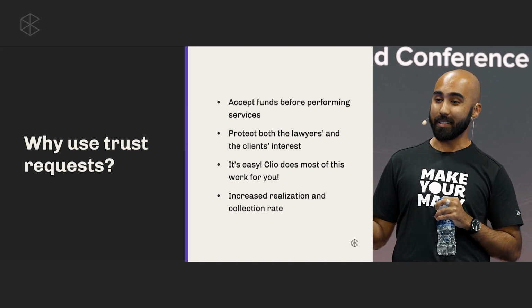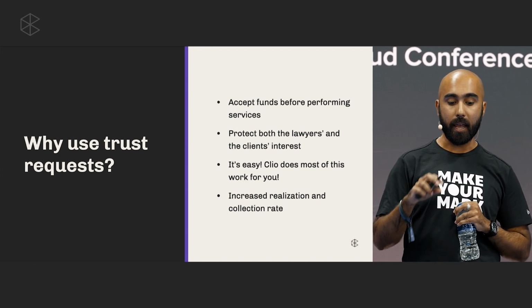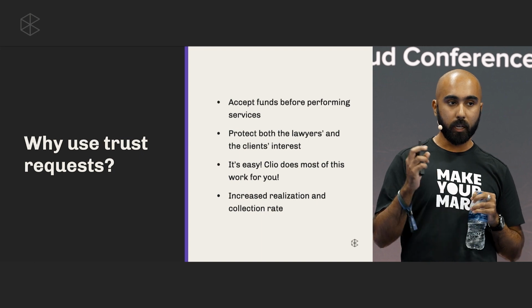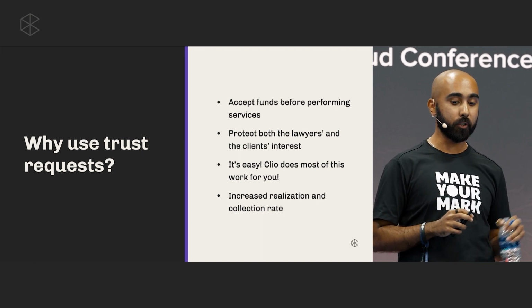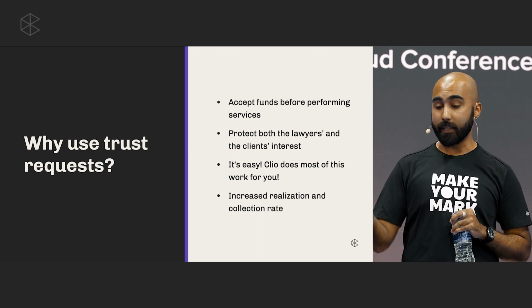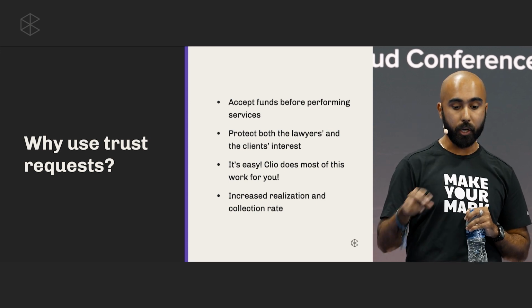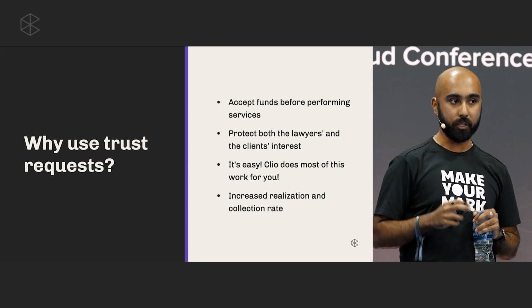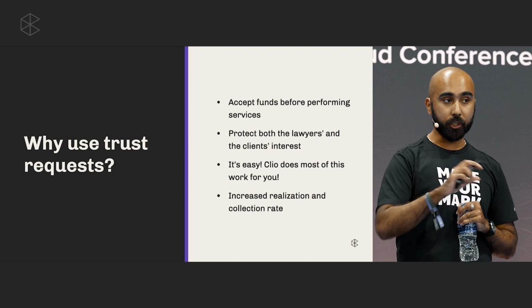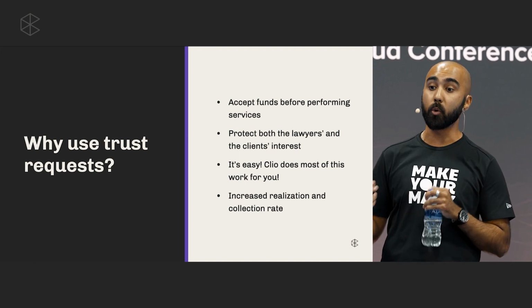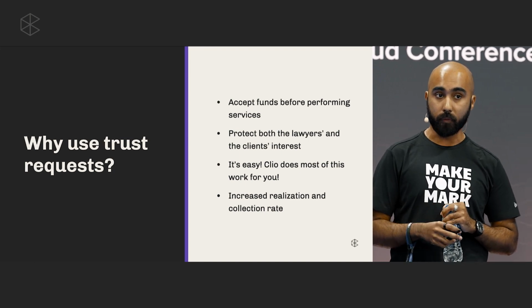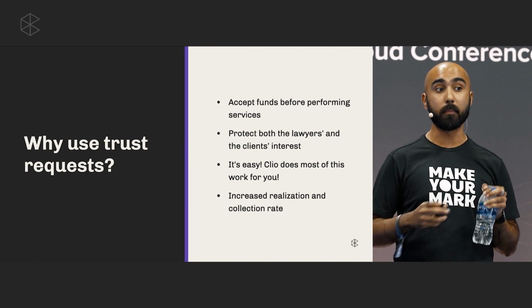And we've seen firms see an increase in their realization rate and their collection rate. Now, to break those down a bit, the realization rate is a measure of efficiency and calculates how much billable work you actually put on your invoice minus your discounts. Your collection rate measures how much of that billed work you actually collect for. So if you use trust requests, we've seen an increase in both of those.